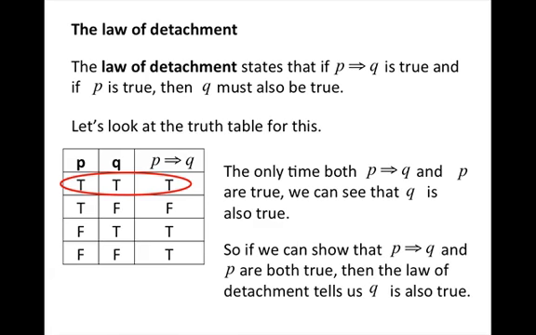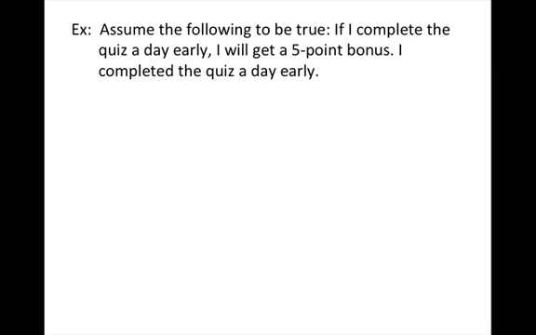So if we can show that the implication and the hypothesis are both true, then the law of detachment tells us that the conclusion Q is also true. Let's look at an example for this. Assume the following to be true. If I complete the quiz a day early, I will get a 5-point bonus. I completed the quiz a day early.